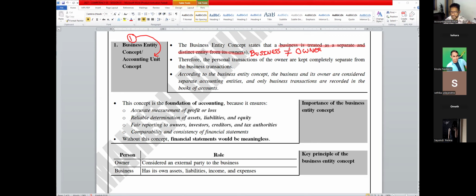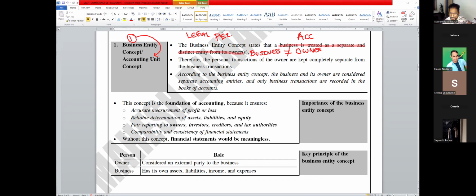Okay, business and the owner are 2 separate entities. But there is something very important. This is only from the perspective of accounting, right? Have you heard this word before? Legal personality. Have you heard this term? Anyone in the class? Legal personality. What does it mean?